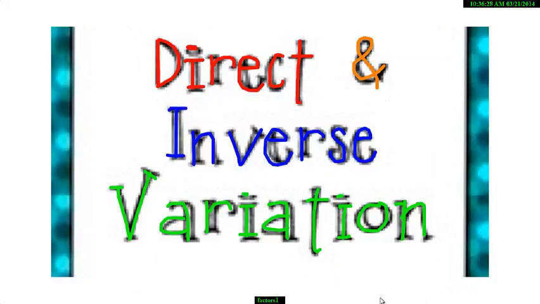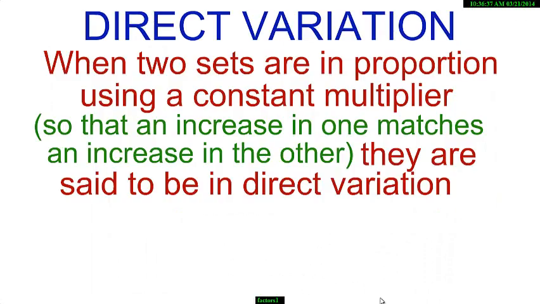Welcome to Math Lab. Today, you're on your journey to discover how to solve real-life problems in direct and inverse variation. When two sets are in proportion using a constant multiplier so that an increase in one matches an increase in the other, they are said to be in direct variation. Therefore, x is directly proportional to y if x is equal to some constant times y.